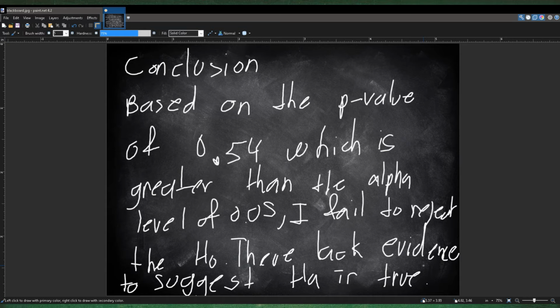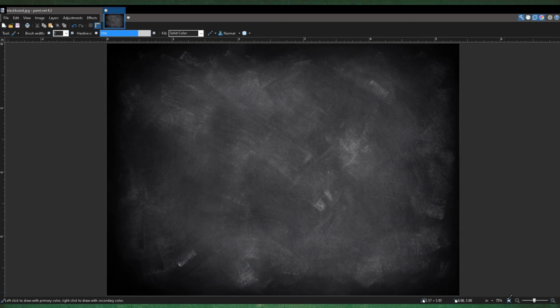So you're basically saying in these two sentences that there isn't enough evidence to say that student 2 is better than student 1, and that you think that student 2 and student 1 are about the same level in their test scores. Okay? So that completes your hypothesis test.